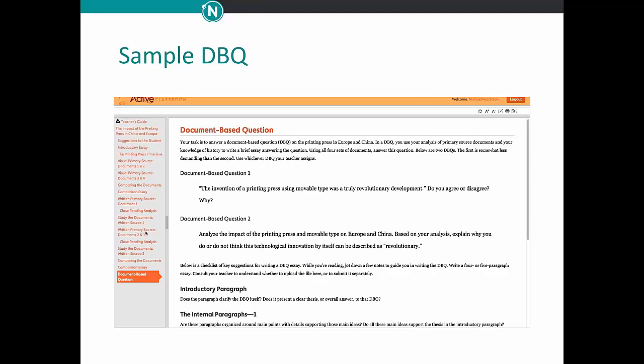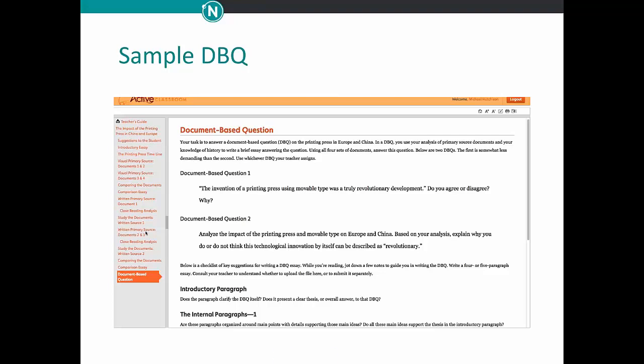So what we want students to do, and sometimes, to be perfectly honest with you, it's sort of difficult to get my high school juniors to understand this, is that they're supposed to use the documents to specifically answer the question. In my dual credit course, I want students to analyze the question, but I want them to specifically cite the evidence, the written sources, the visual sources, whatever it is.